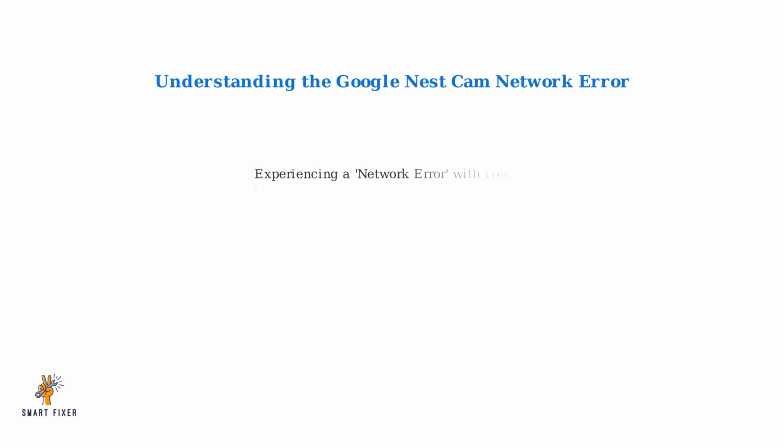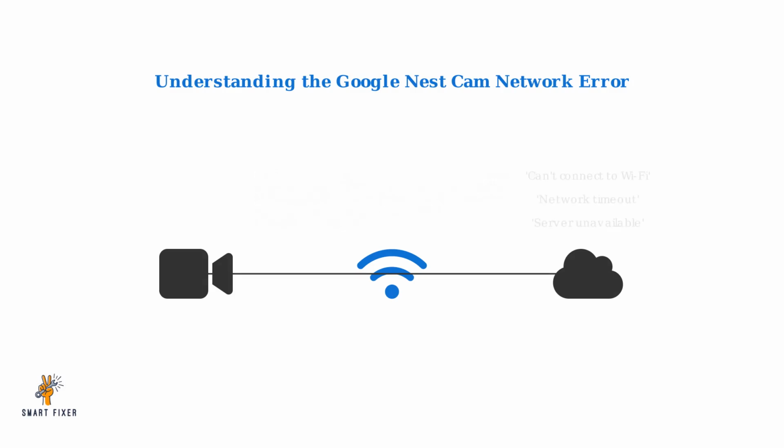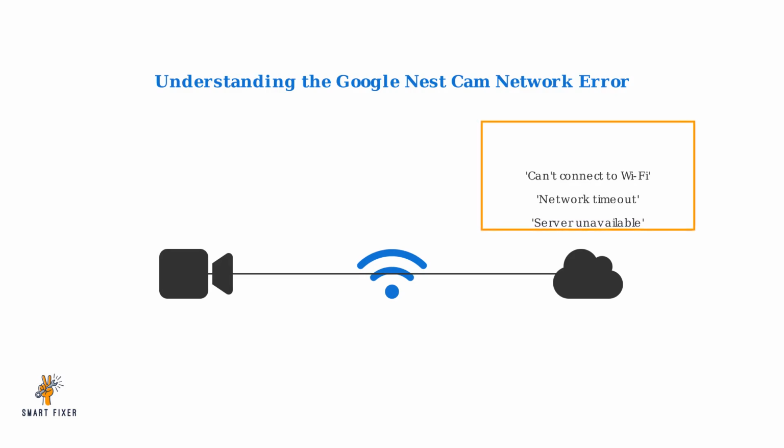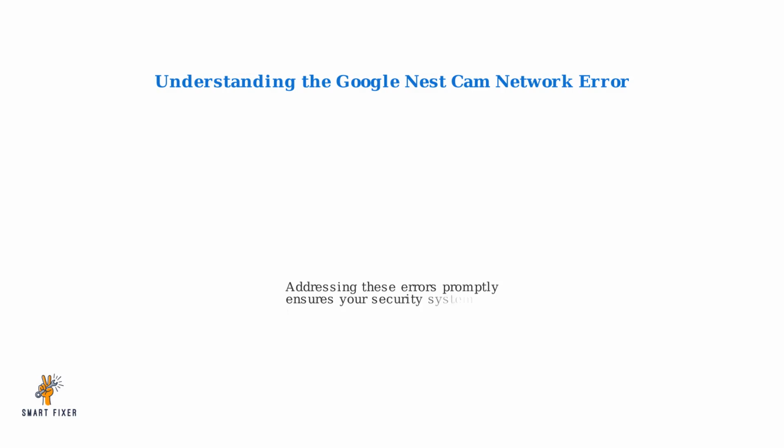Experiencing a network error with your Google Nest Cam? This message indicates a disruption in the connection between your camera, your home Wi-Fi, and Google's cloud servers. We'll explore the common causes and how to troubleshoot them. The error appears as "can't connect to Wi-Fi," "network timeout," or "server unavailable." Addressing these errors promptly ensures your security system remains online.